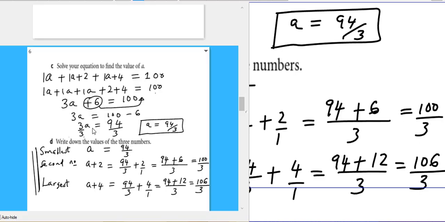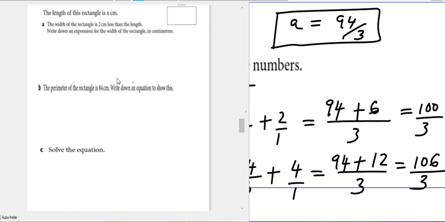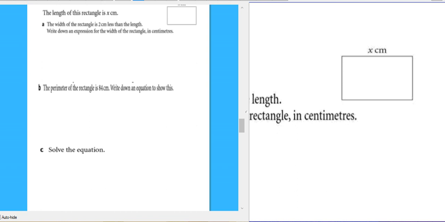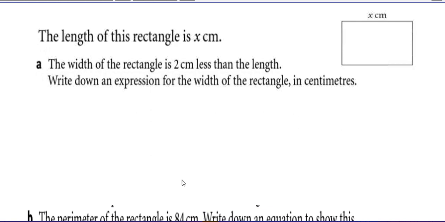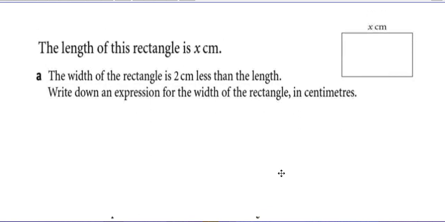Okay, let's go to the next question here. The next question is, the length of this rectangle is x centimeter. The width of the rectangle is 2 less than the length.